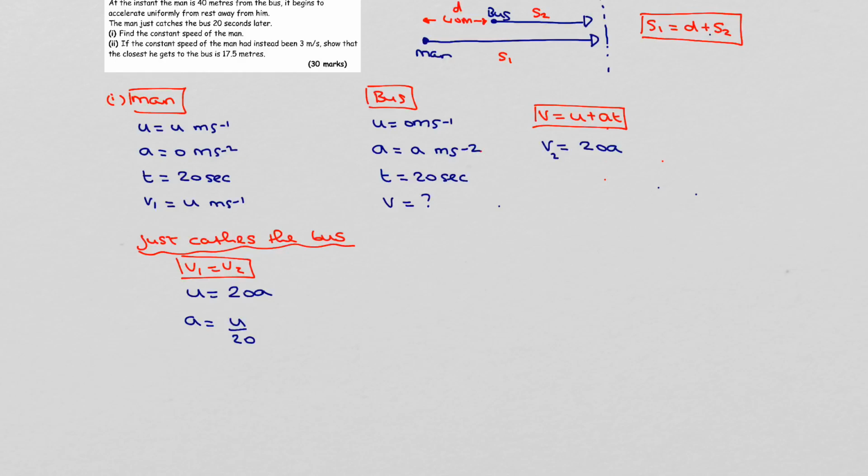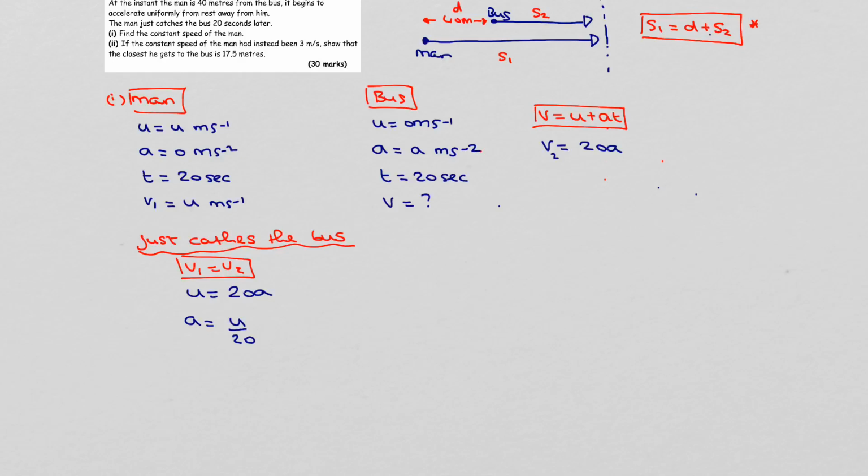Now we're going to use that to find the constant speed of the man, which is U. That's why I'm writing A in terms of U rather than U in terms of A, because I want to find U at the end. But you could of course find A first and then substitute back in and find U. It doesn't make a difference really, whichever you prefer. We have to use the second piece of information about when they just catch up, going back up to the diagram: the fact that S1 is equal to D plus S2.